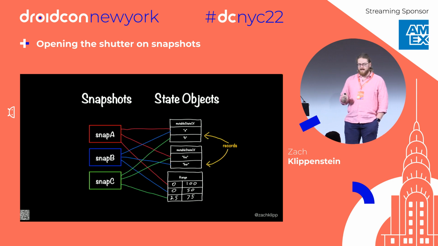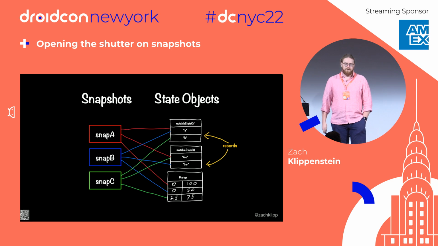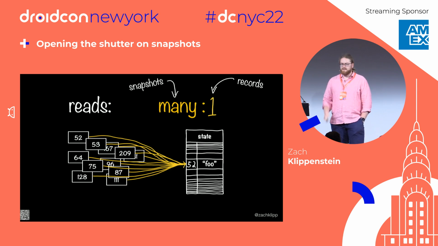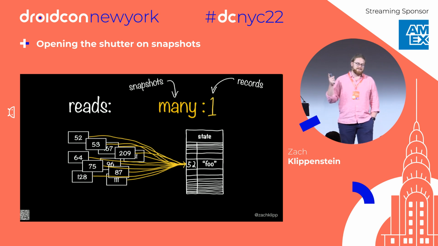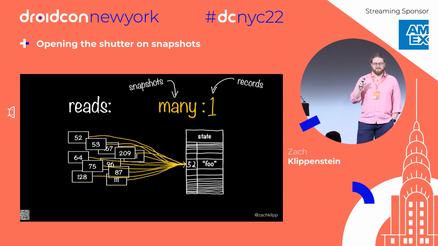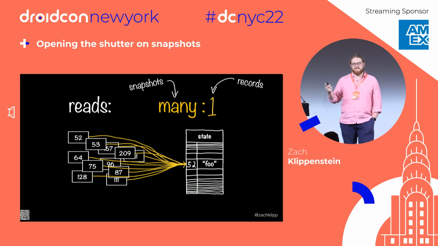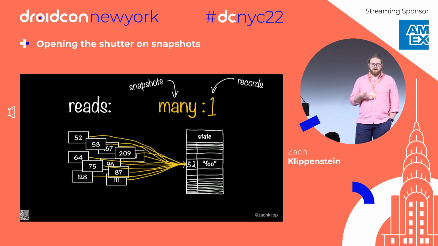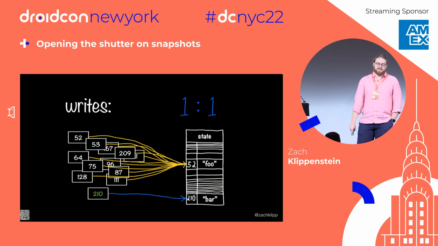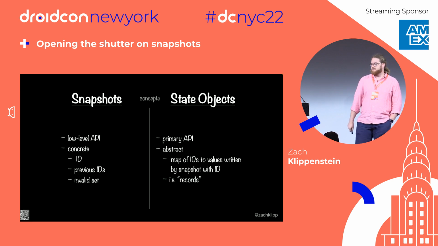And so let's look at an actual example. We call these rows, by the way, records. One other thing to note is that because of this, snapshots and records have a many-to-one relationship. A lot of snapshots can see, and often will see, a single record in a state object. And in fact, when you create a new snapshot, it will initially only see existing records. Writes, on the other hand, have a one-to-one relationship. When a snapshot does a write, it needs to have its own record to write into. And we'll talk about how those get created in a bit.